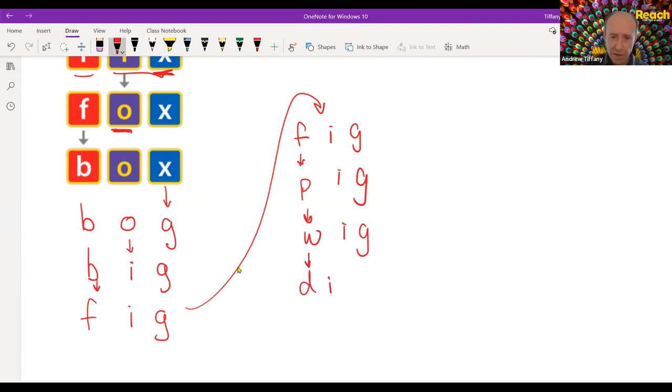Can we change one of the other letters? Dig. What else could we change? What other letter could we change? Could we change the I or the G? Oh, okay. If we go from here, yeah, we could change the I to an O, and then it would be fog. That would be good. Or dog. That's right. We could change this one.